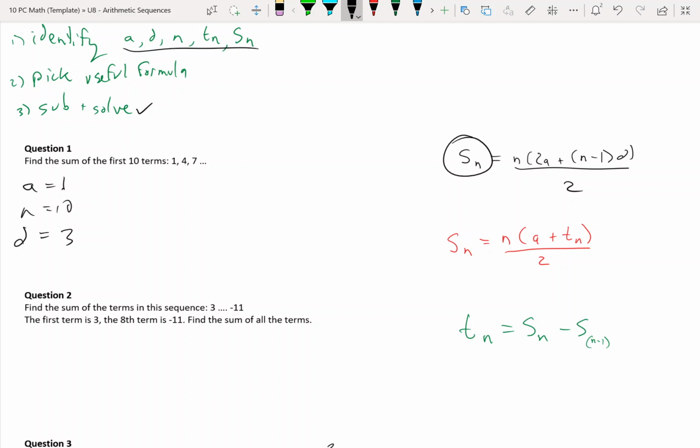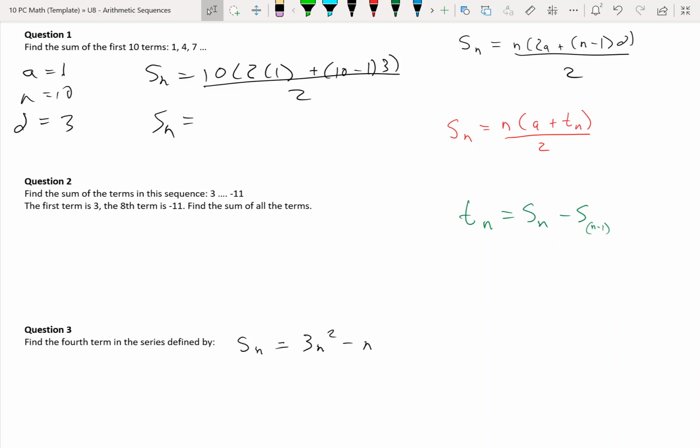I don't know S at N, but I do know N, I know A, and I know D. I can use this formula. So I'm going to use this formula. I'm going to put in the numbers. So S at N is equal to, N was 10, 2 times 1, plus 10 minus 1, times D is 3, and then all of that divided by 2. So now we can just put this in a calculator and find the answer, and that'll be it. That'll be the sum of all the terms in the list.